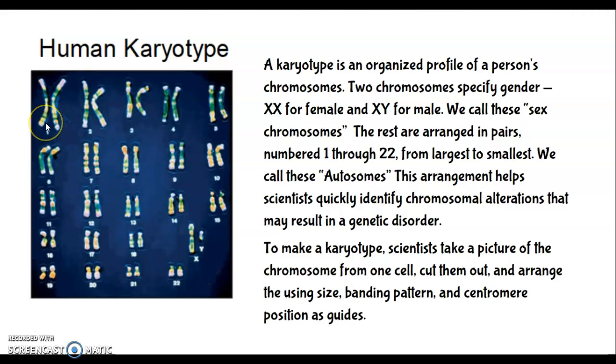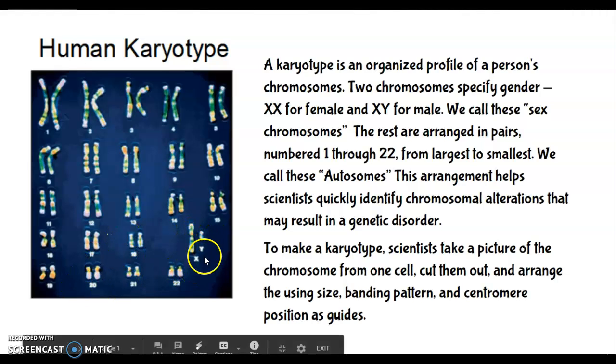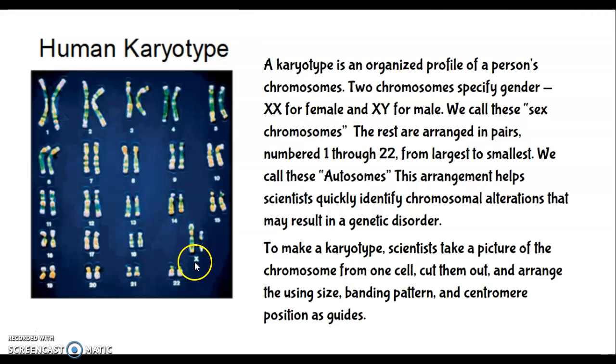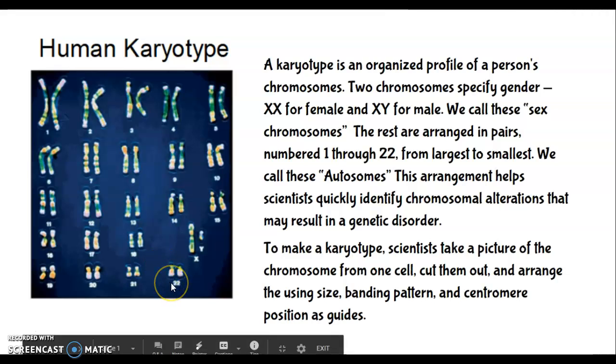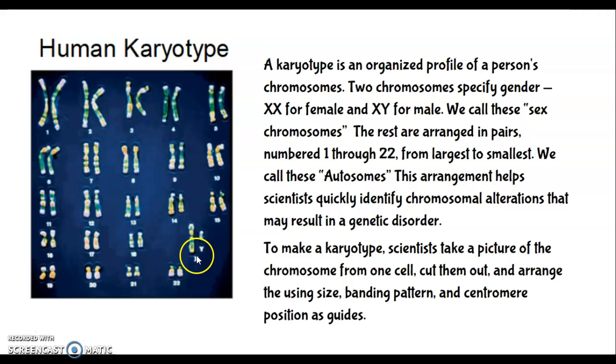And you'll notice that the chromosomes are arranged by the length of the chromosome. So number 1 being the longest, and then they decrease in size. And the 23rd pair actually doesn't have a number. It has an X and a Y. So these first 22 pairs are called autosomes, and the last pair are called sex chromosomes.